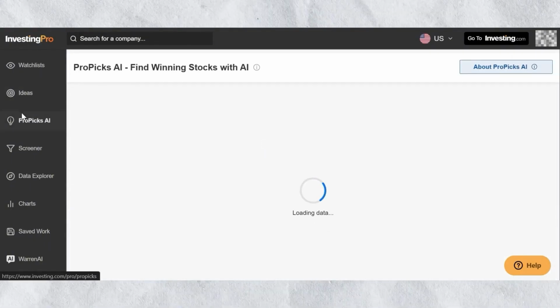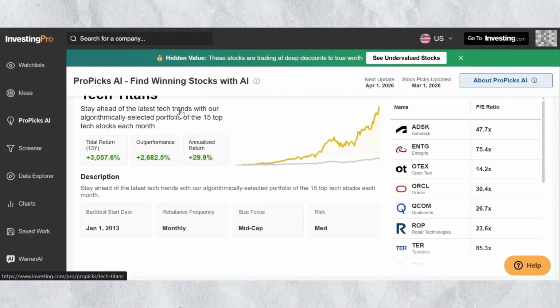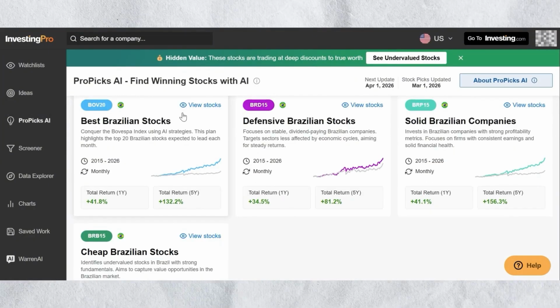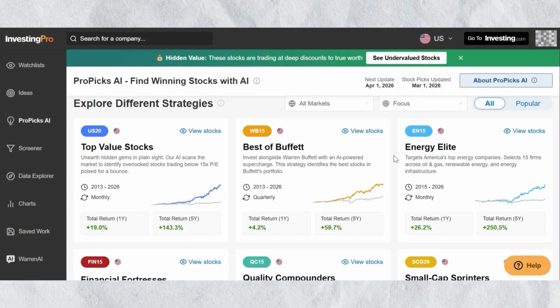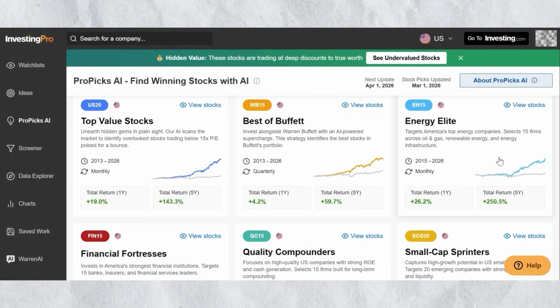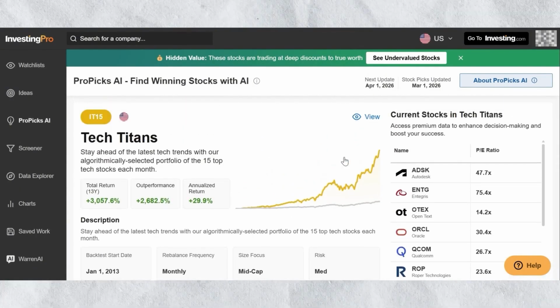The third tool is the Artificial Intelligence Pro Picks. Here, the platform combines AI analysis with expert analyst criteria to build portfolios or strategies that are ready to follow. There are strategies designed to outperform the S&P 500, others focused on tech companies, and others that are more defensive.